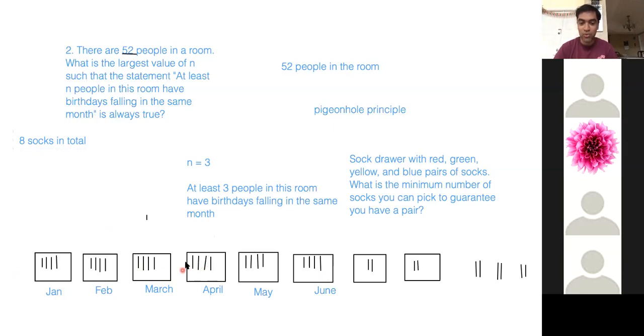So if I pick 5 socks, one of these must have 2 socks in it, right? There's no way that I can have all of them in different groups, since each sock has to go into one of the 4 groups. And when I pick 4 of them, there could be 1 in each. But when I pick the 5th one, there has to be 2 in one of them. So that would give me a pair. So it's the same idea.